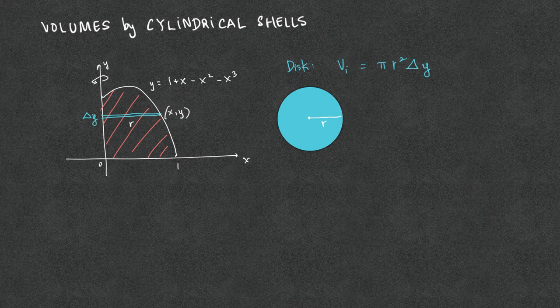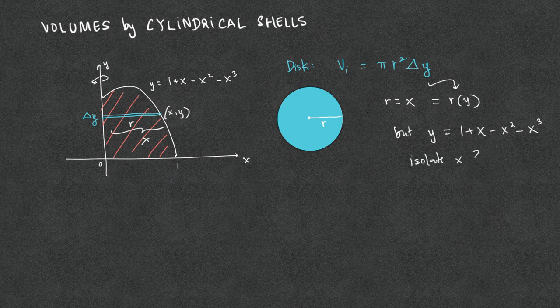Thus, the radius is a horizontal line segment, which is x. Because of the delta y, we need to express x, or the radius, in terms of y, but we were given y equals 1 plus x minus x squared minus x cubed. Isolating x in terms of y will be challenging in this case.